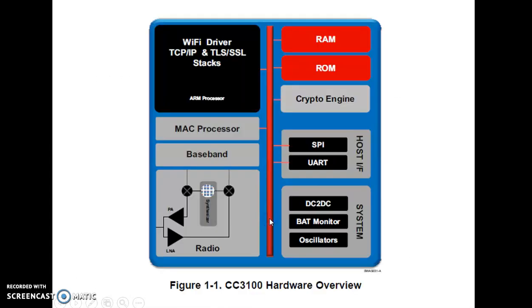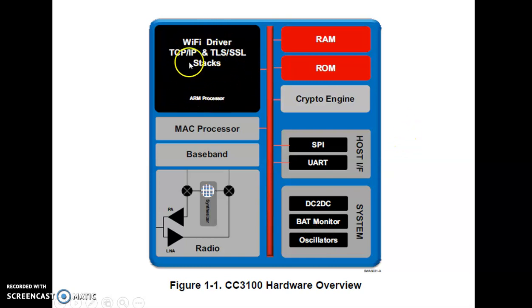So this is the hardware overview, or you can say the overall architecture of CC3100. This is the radio antenna. This is your main Wi-Fi processor. All the information regarding internet and Wi-Fi is hardwired and embedded inside this processor. There is a MAC processor over here. Okay, RAM, ROM, encryption block. This is the serial communication block using SPI and UART. You can connect it with any microcontroller. And this is the power management and system management block. So DC-to-DC converter, battery monitor, and again oscillators to provide clock frequency. Okay, so this is the overall hardware overview of the CC3100 device.